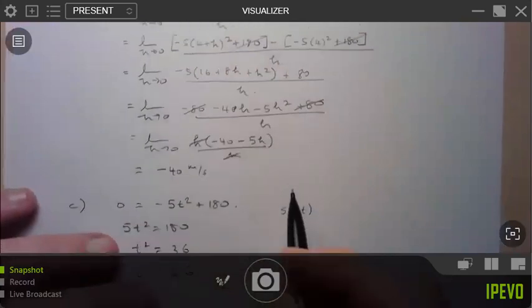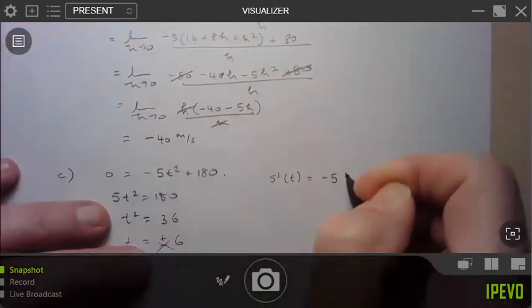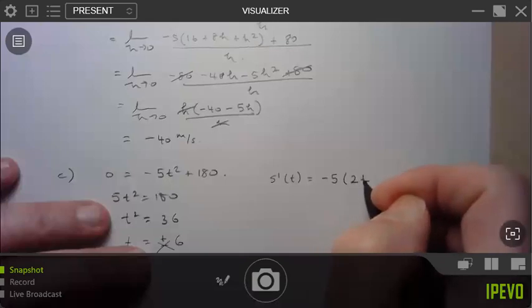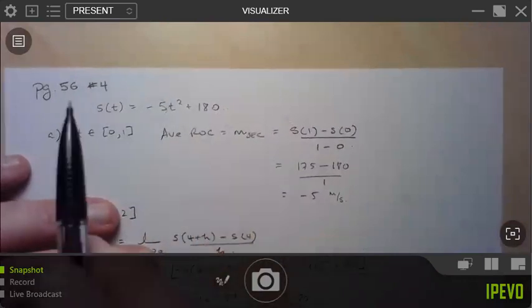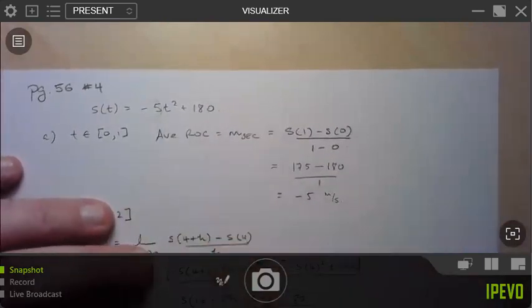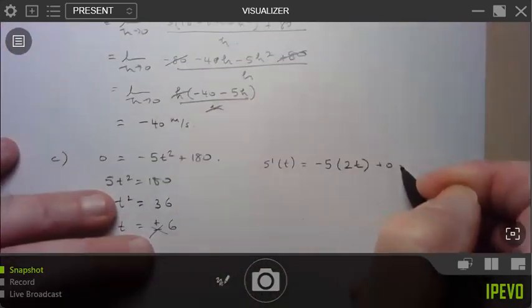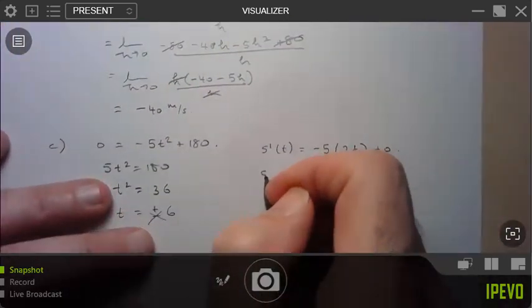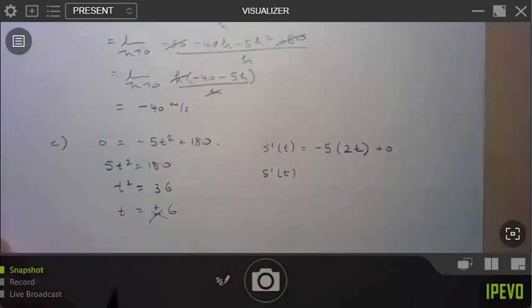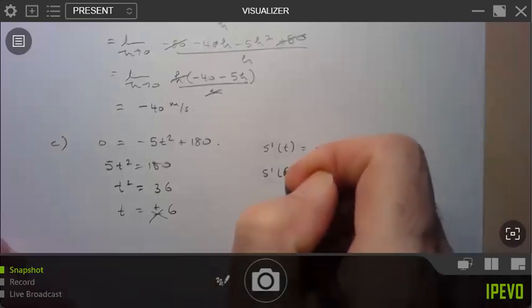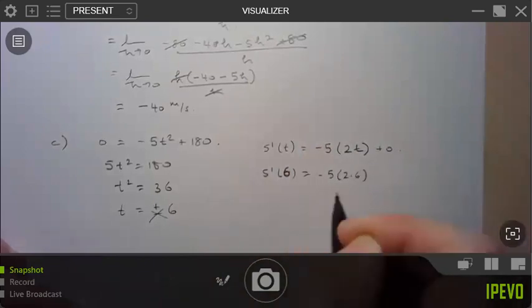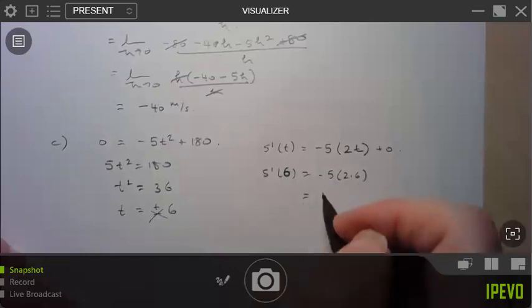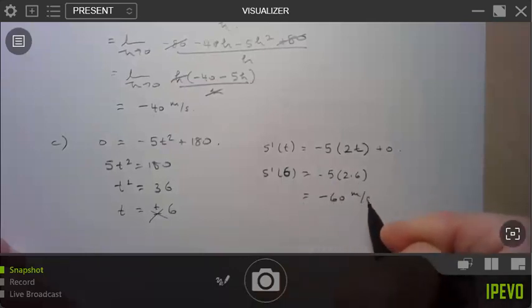So I know that the derivative is going to be negative 5 times the derivative of t squared. Well, we know it's 2t. And then I know that the derivative of a sum is the sum of the individual derivatives, and the derivative of 180, that's just a constant, so that's just plus 0. So if I want to find the rate of change at the time when it hits the ground, I just put 6 in there. So what do we have? Negative 5 times 2 times 6. So it looks like it's 5 times 12, negative 60 meters per second.